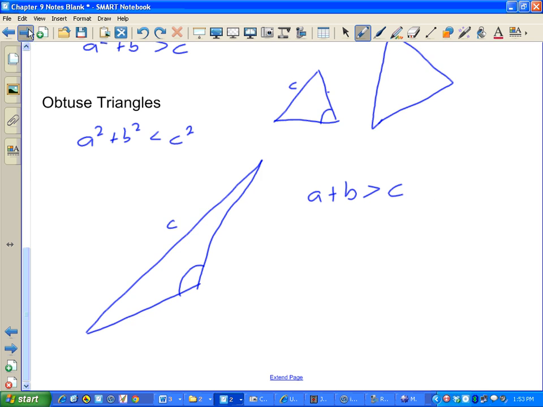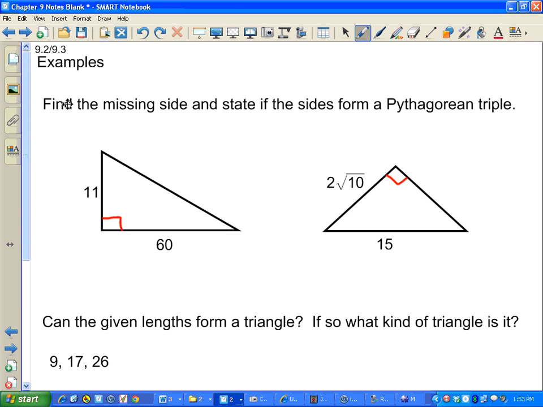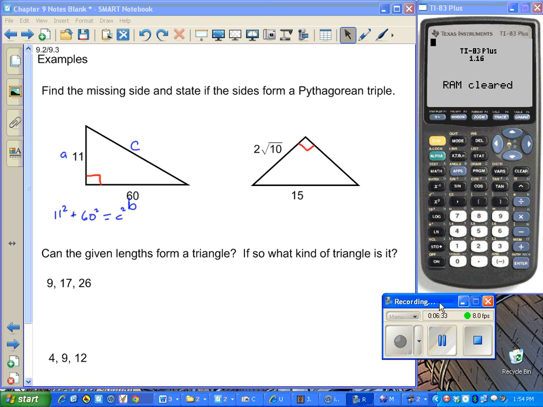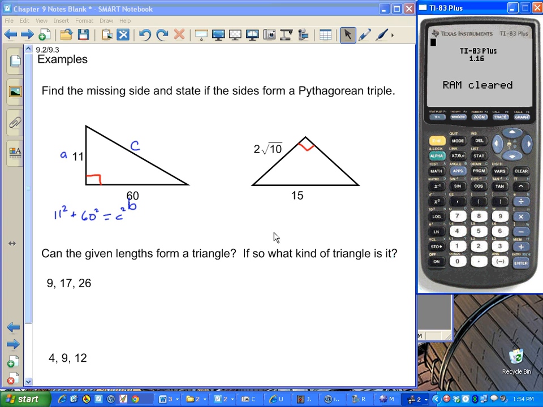So let's look at some examples using the Pythagorean theorem. Find the missing side and state if the sides form a Pythagorean triple. Okay, well, I have 11. This is going to be A. This would be B. I could just as easily say that this is B and this is A. It doesn't matter, but this has to be my C. So I'm going to do 11 squared plus 60 squared equals C squared. Okay. I'm going to bring up my calculator here. Okay, I've got my calculator. So 11 squared is 121.